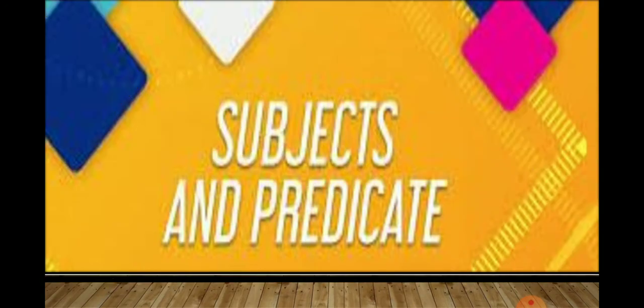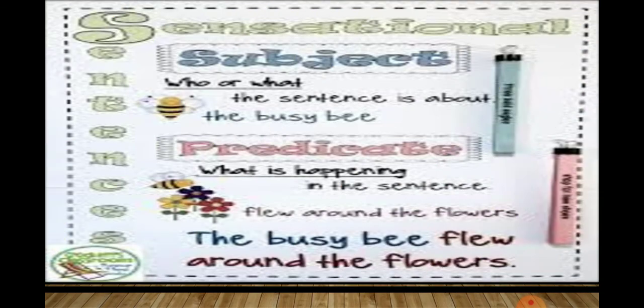So, today we are going to read and learn about subject and predicate. Now, children, first it's very important for us to understand what is the meaning of subject and what is the meaning of predicate. So, subject and predicate, first of all, they are the two parts of a sentence. So, when we talk about a sentence, we always have a subject and a predicate. The subject tells us who or what the sentence is about, and the predicate tells us what is happening in the sentence. Now, here we will take an example.